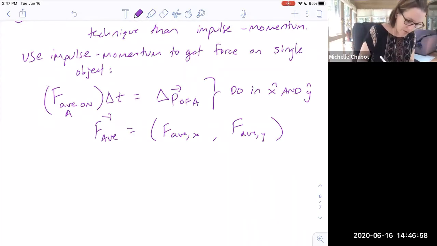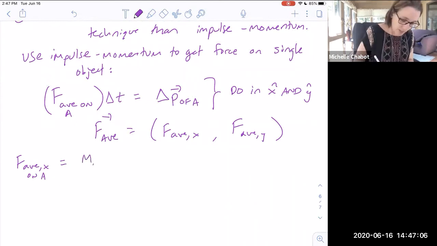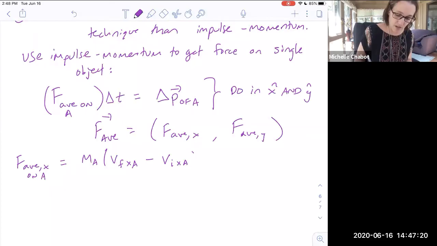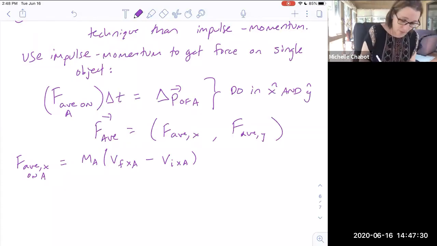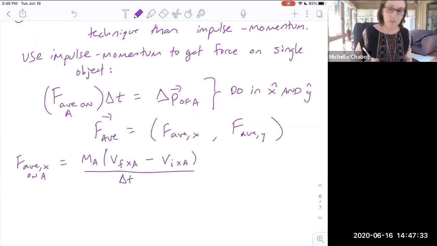So we can write this out then, and we can say F average in the X direction on object A will equal the mass of object A, because that's the one I'm trying to find the force on, times V final in the X direction of object A, minus V initial in the X direction of object A. So again, your subscripts are your friends. They are there so that when you write a variable down, you know what it talks about. So that's going to be my change in momentum, and I divide that by time, and I'll be able to get my force.